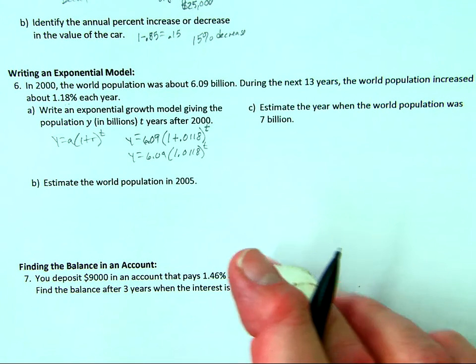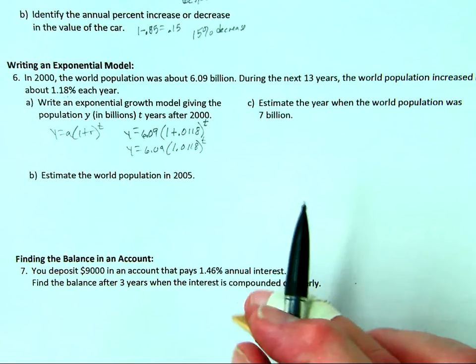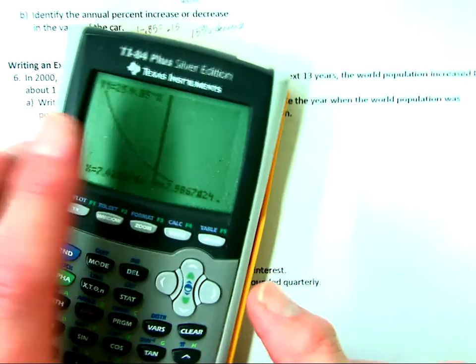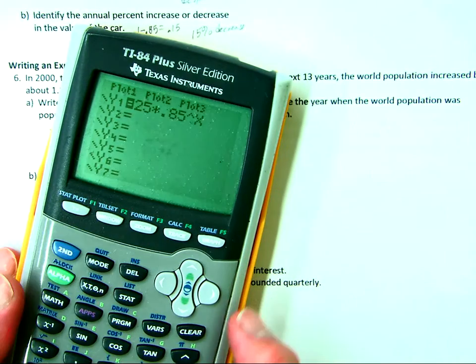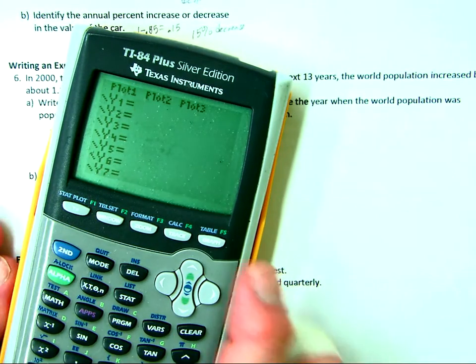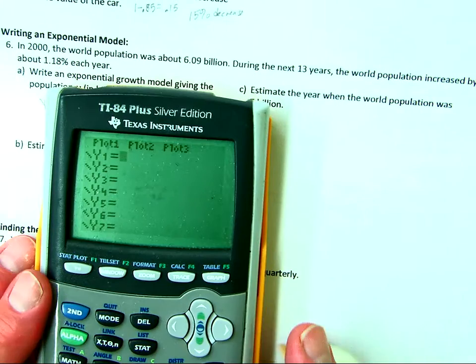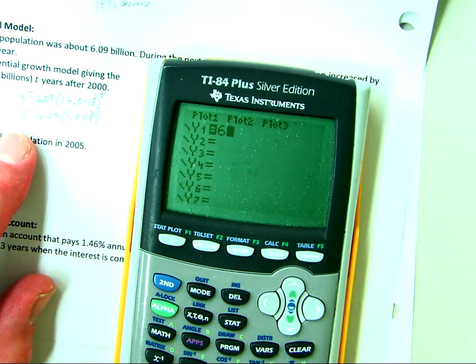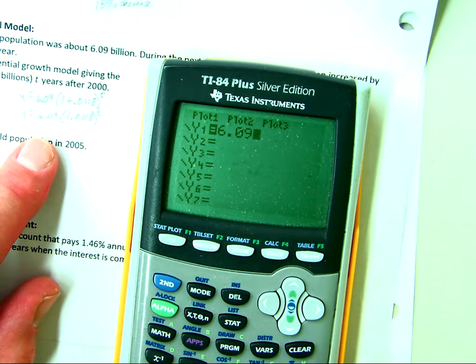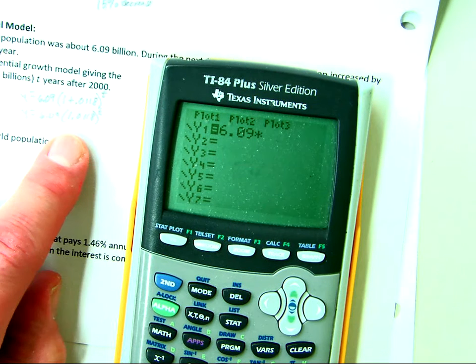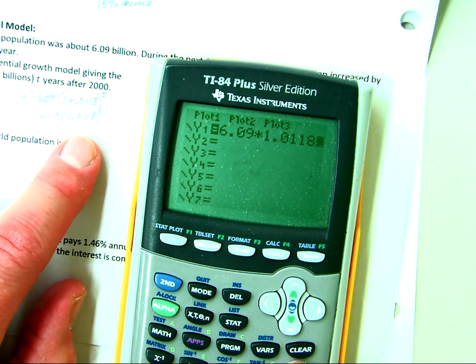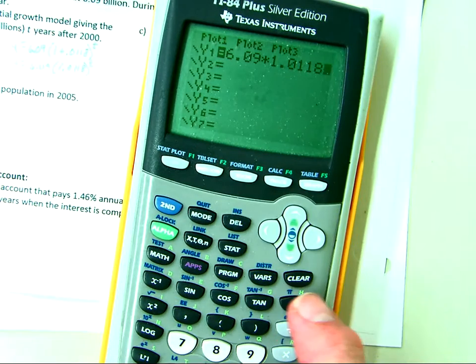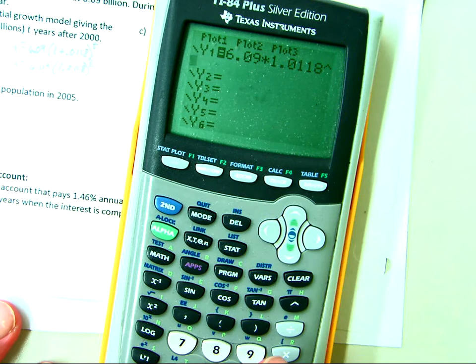Now it says estimate the world population in 2005. I'm going to go back to my calculator and enter that into my calculator. This time under y equals, well, I guess we did that before under y equals. So I'm going to put in there 6.09 times 1.0118 and then hit my exponent key, and that is to the x there.